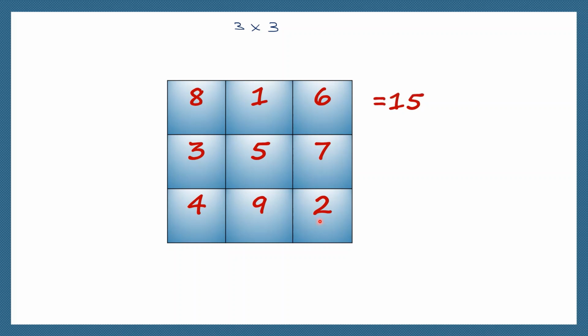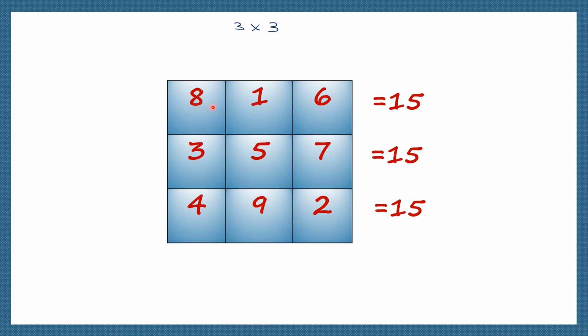So now here we have 15. Let's add and see. 8 plus 1 is 9. 9 plus 6 is 15. Okay, that's correct. Then here also second row, 3 plus 5 is 8. 8 plus 7 is 15 again. Now let's try the next row. 4 plus 9 is 13. 13 plus 2 is also 15.